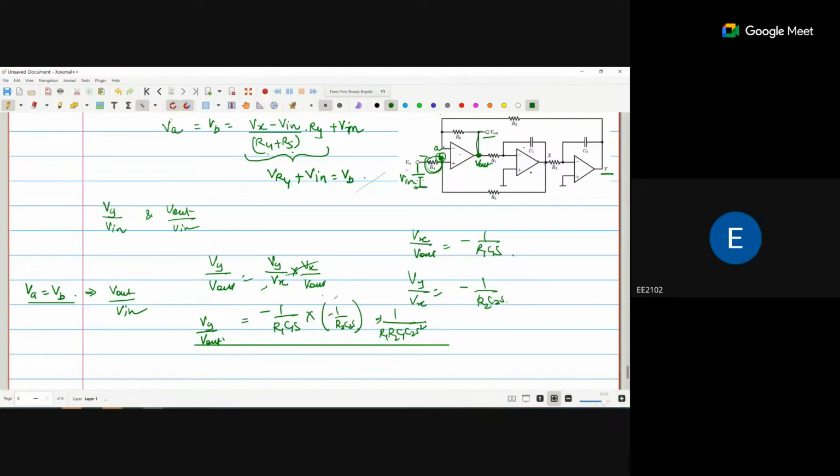Similarly, in the term of VB, this is your VB. In the VB, Vx is there. Now can you write Vx in terms of V out from this? Yes, sir. So only this term is in terms of V in and V out, and VB is also V in and V out. Now equate these two terms and calculate the V out by V in.